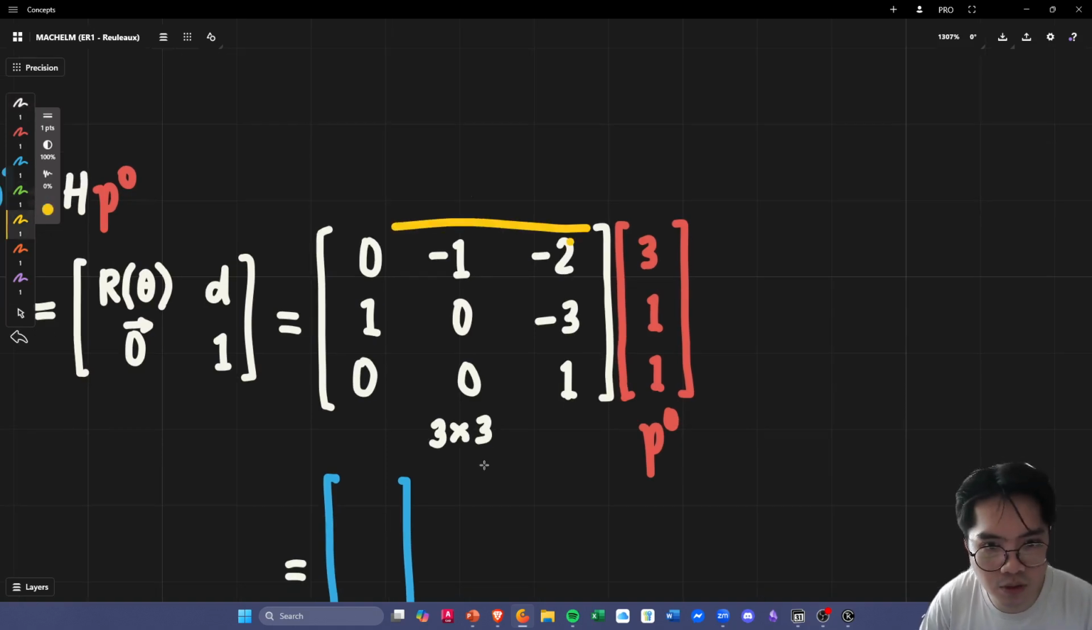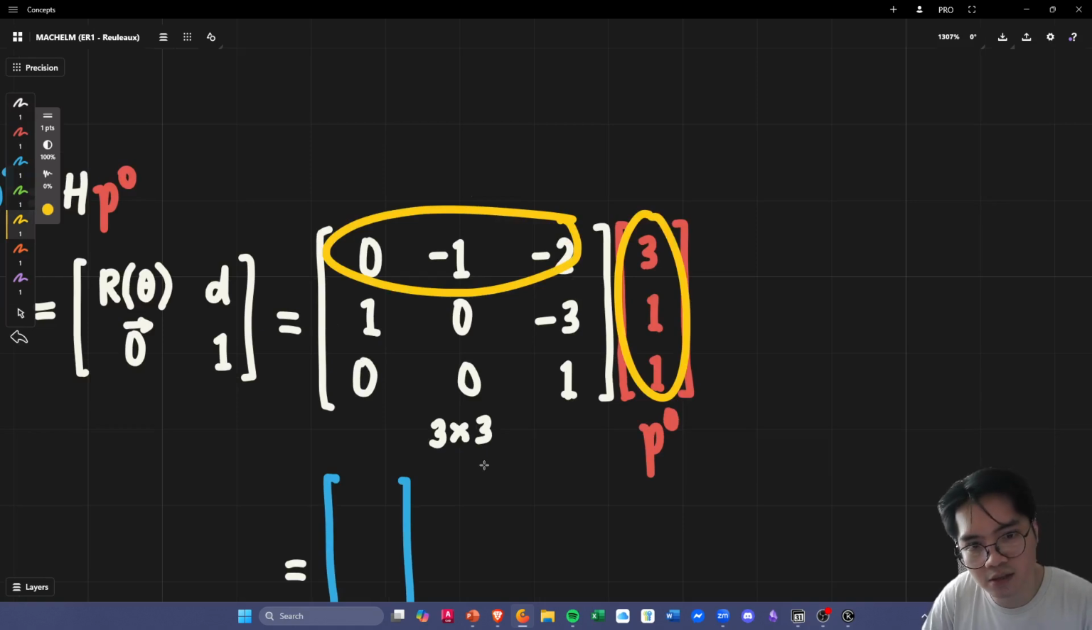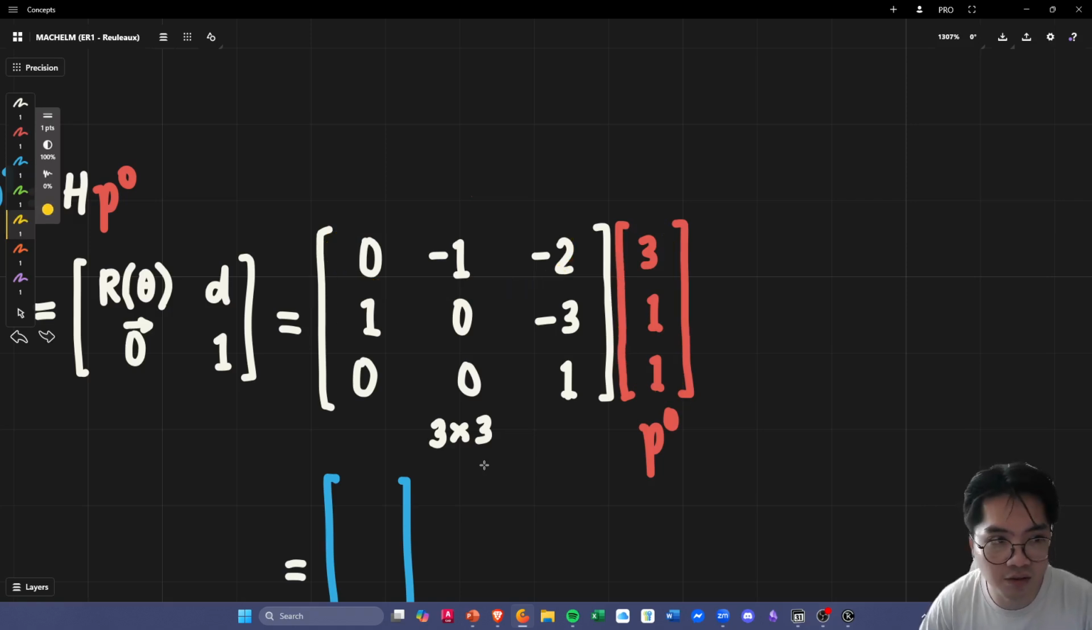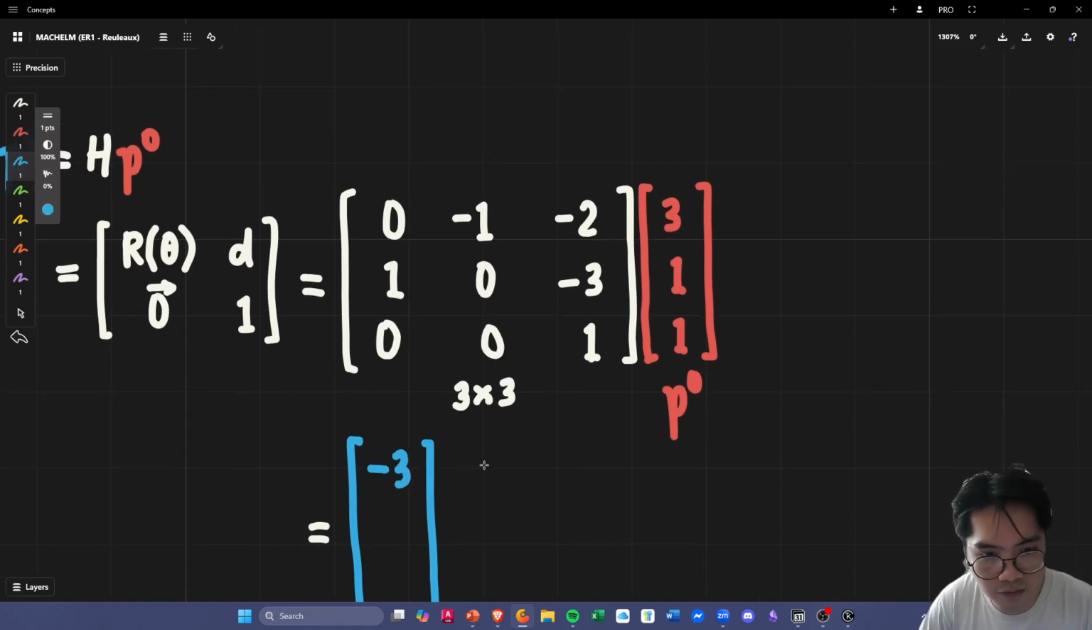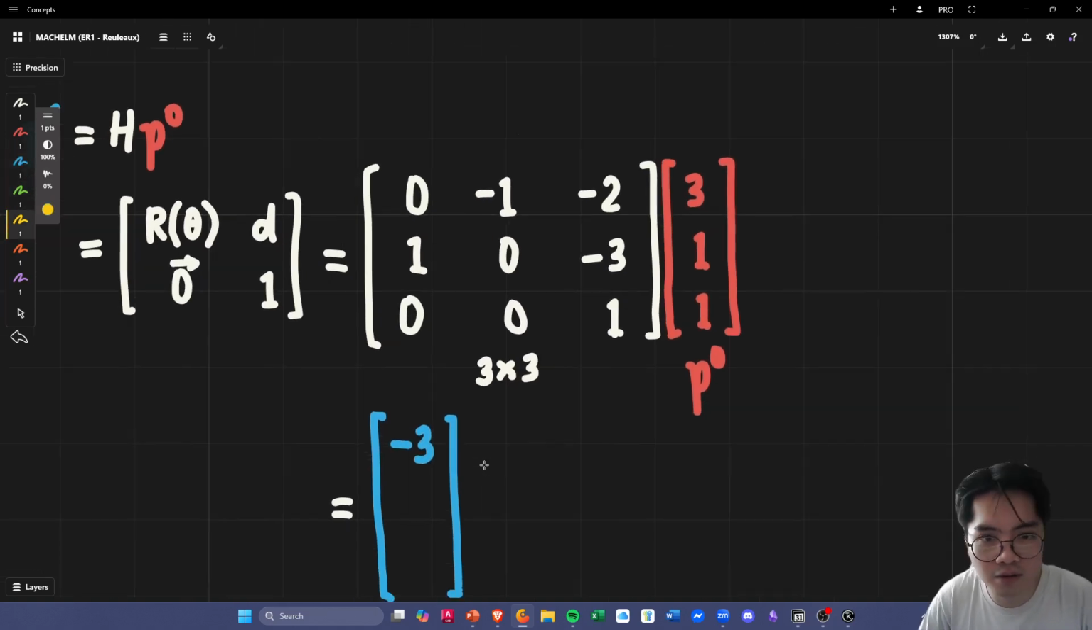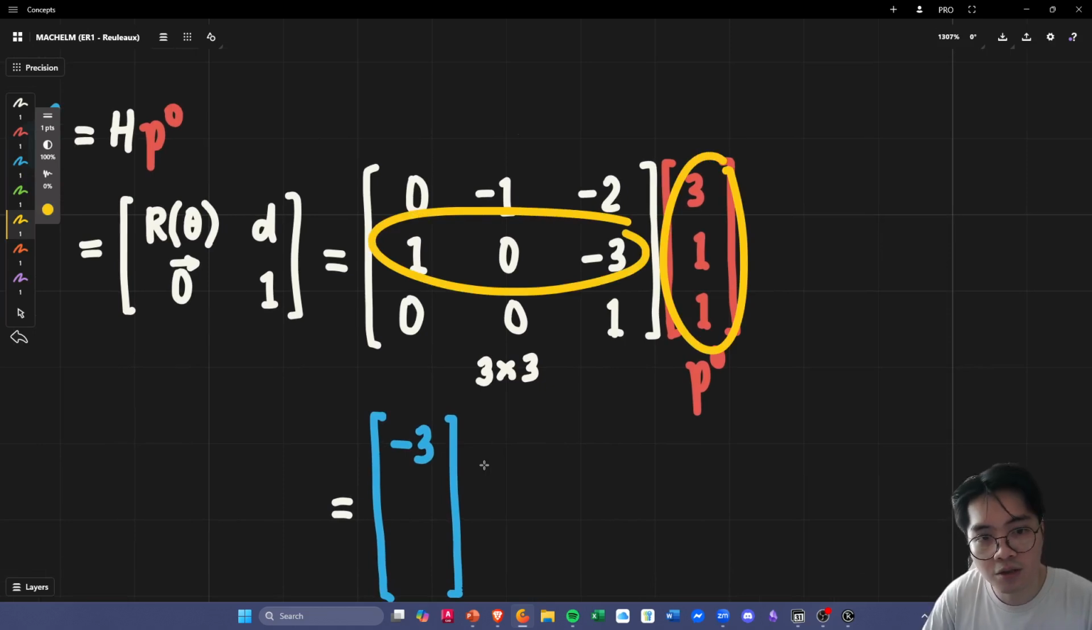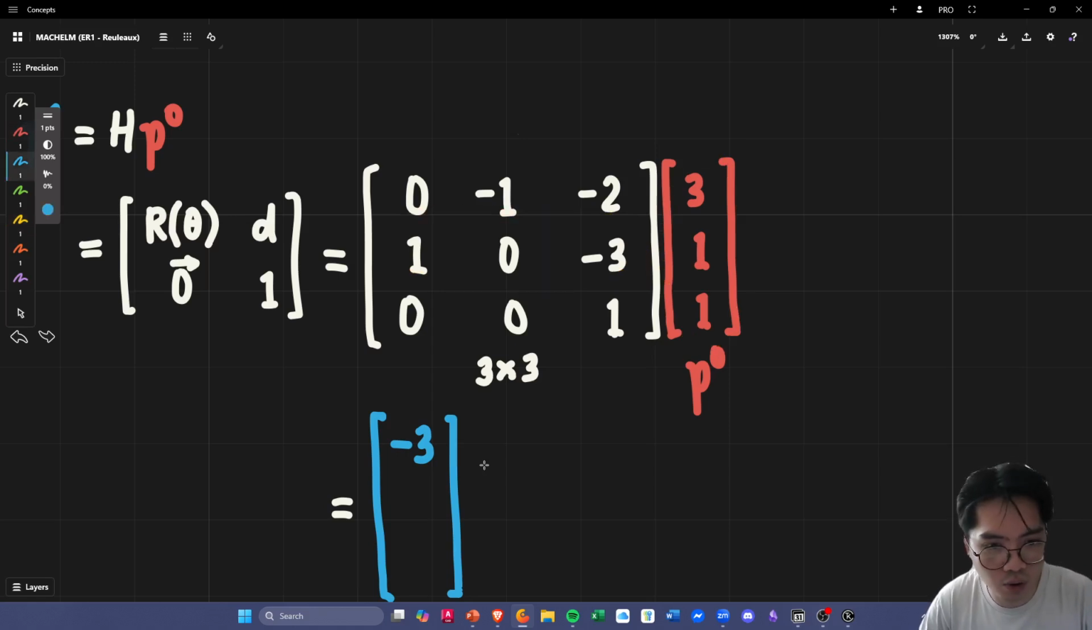So when we put this together, we will have this times this. 0 times 3 is 0. Negative 1 times 1 is negative 1. And then negative 2 times 1 is negative 2. If we add all of that together, we will get negative 3. And then we will go on to the next row. This times this. 3 times 1 is 3. 0 times 1 is 0. Negative 3 times 1 is negative 3. So 3 minus 3 will give us 0.